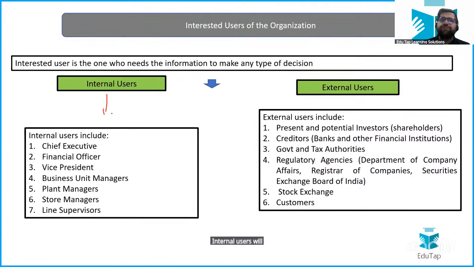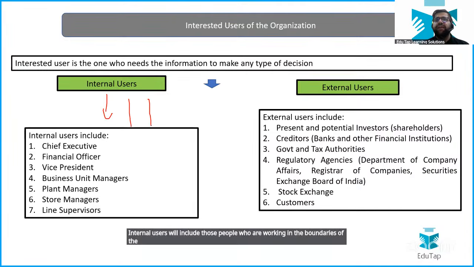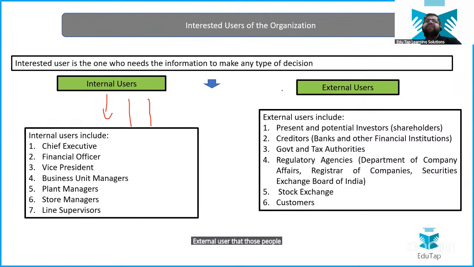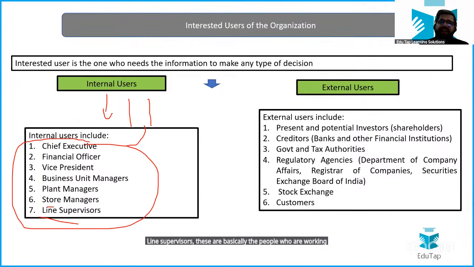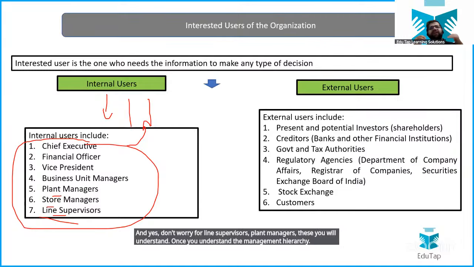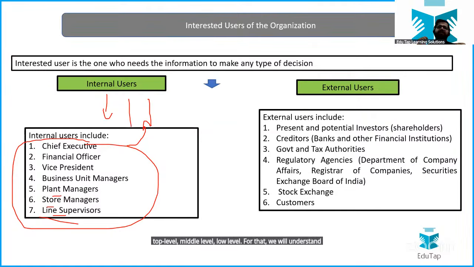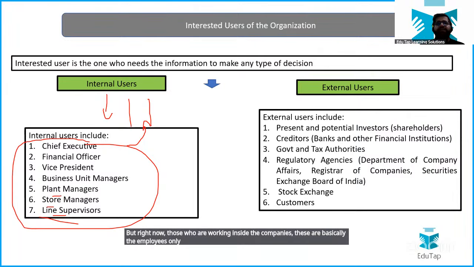Internal users will include those people who are working within the boundaries of the company. External users are those people who are outside the company, as in outside the premises of the company. So CEO, CFO, vice president, business unit managers, plant managers, store managers, line supervisors, these are basically the people who are working inside the company. And yes, don't worry about line supervisors and plant managers. You will understand these once you understand the management hierarchy: top level, middle level, low level. For that, we will understand in management classes. But right now, those who are working inside the companies are basically the employees only, right? And employees are the internal users for sure, right?